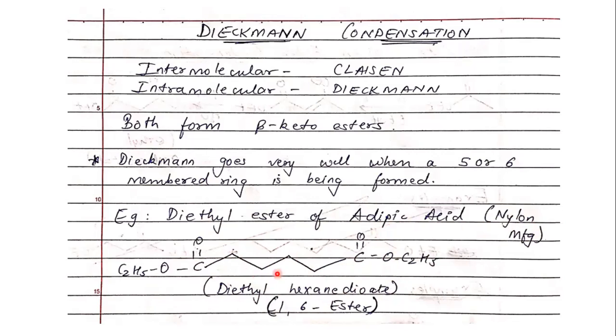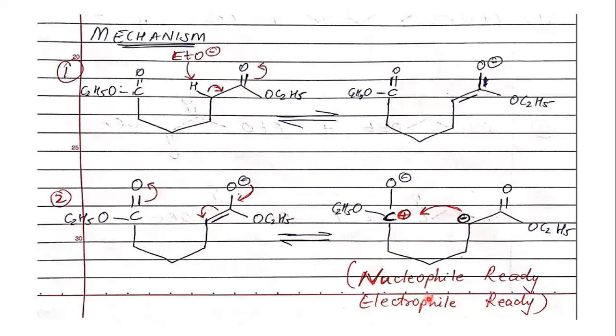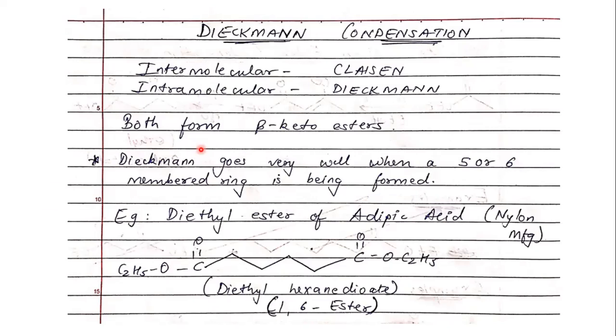It is a diester. So now this is going to undergo intramolecular condensation to give me a beta keto ester. This reaction is called Dieckmann condensation. You are only going to have one starting material. There are not going to be two starting materials, only one. It itself is going to undergo rearrangement and condensation. So the mechanism goes this way.